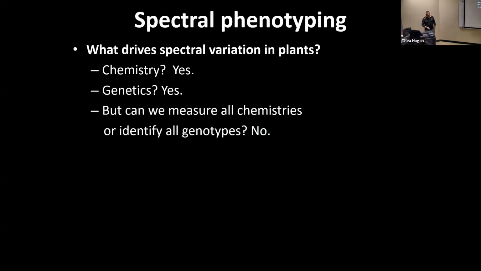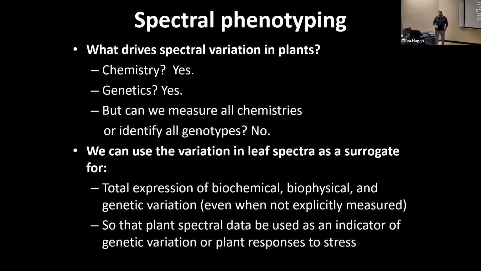Spectral phenotyping is about what drives spectral variation in plants. We know chemistry does, we know genetics does, but we can't measure all the chemistries. We can't measure every single compound in a plant. We don't know all of the genotypes. We can't realistically know all of the different genotypes of all the plants. So if we believe in this spectral fingerprint approach, we can use the variation in the spectral data as a surrogate for this total expression, biophysical, biochemical, structural, physiological status of the plant at the time of measurement. So that spectral data can be used as an indicator of genetic variation for plant responses to stress.